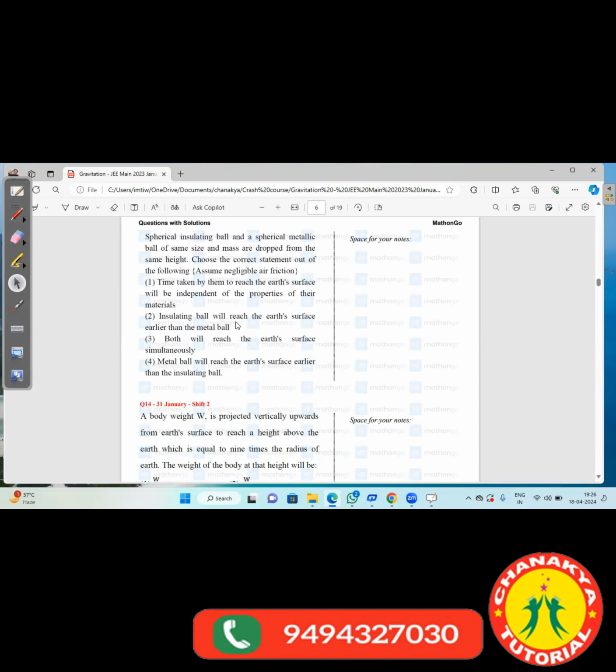Insulating ball will reach the Earth's surface earlier than the metal. This is false. Both will reach the Earth's surface simultaneously. So is this true or false? This is true. Both will reach the Earth's surface at the same time. So this is also true. And metal ball will reach the Earth's surface earlier than the insulating ball. This is false. So the correct options are option 1 and 3.